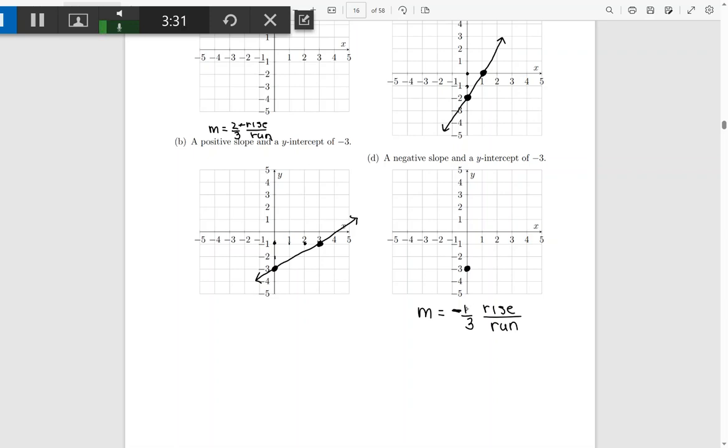So this means rise, and now it's not +1, but negative. So I'm going to go down 1 unit, and then the 3 is positive. So I go to the right 3. 1, 2, 3, and then put my final dot in. And now when you graph this one, you can see going from left to right, I'm going downhill, or a negative slope.